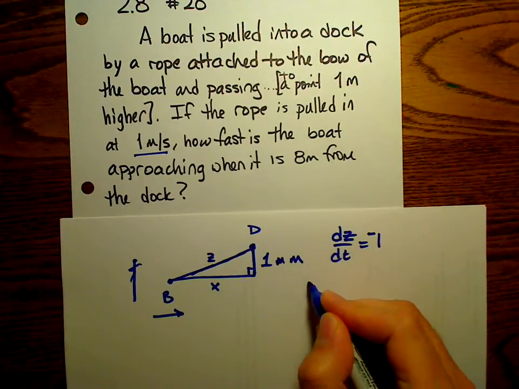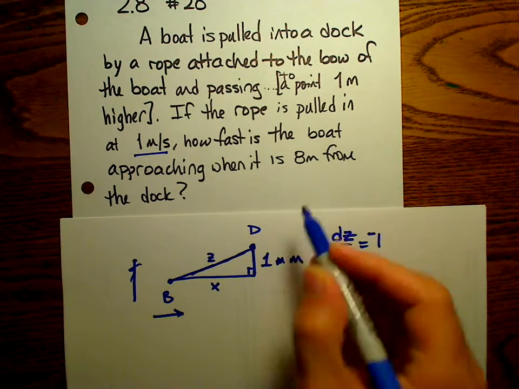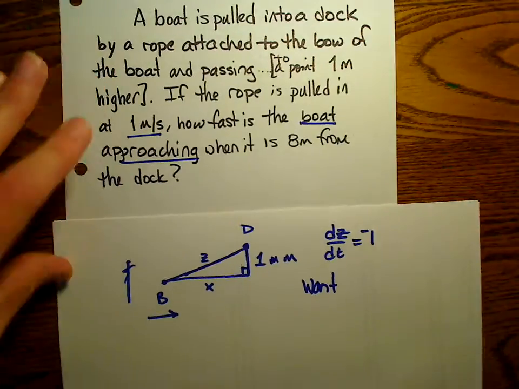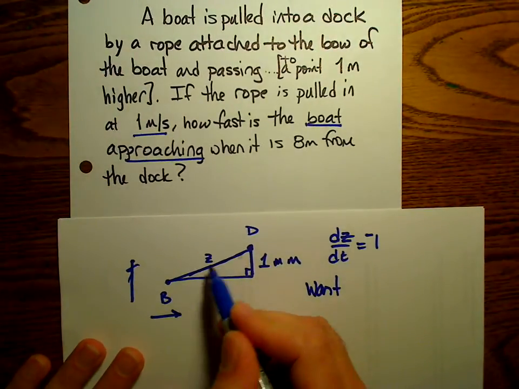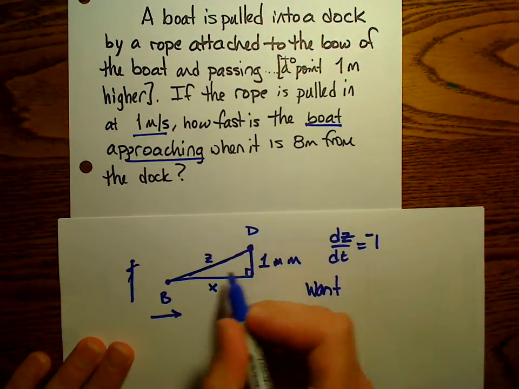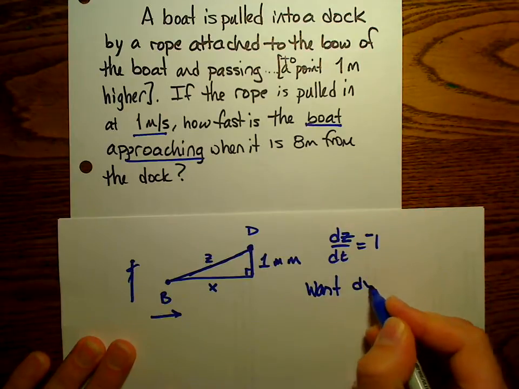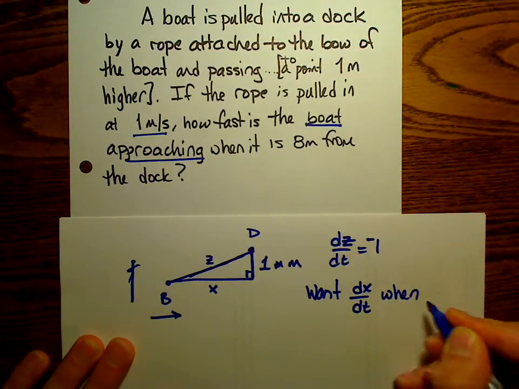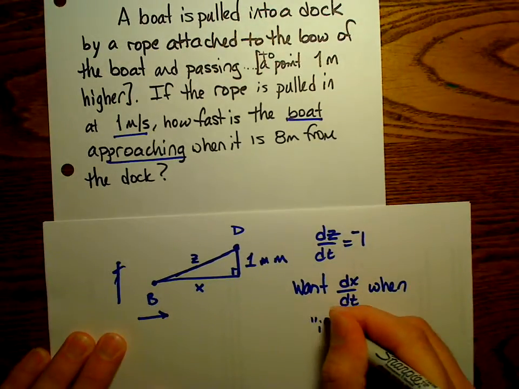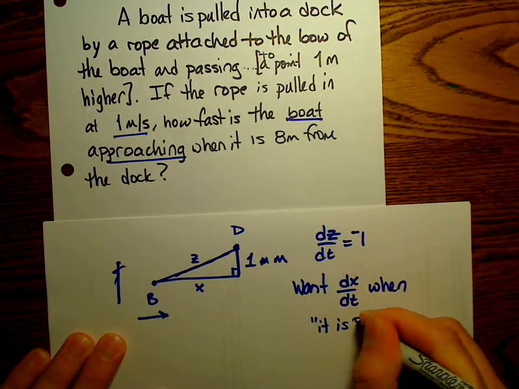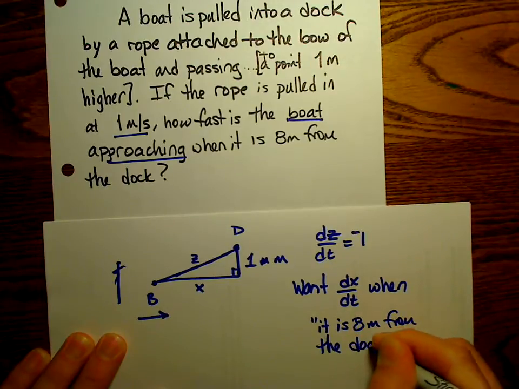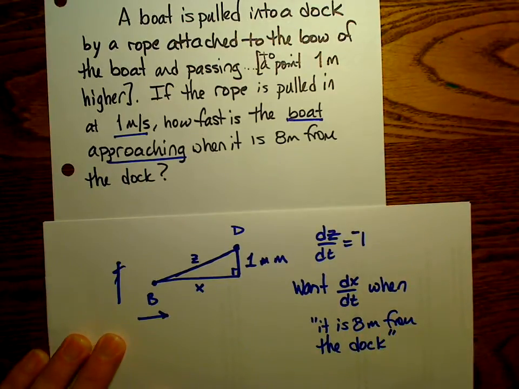Right. They want how fast is the boat approaching when it is 8 meters from the dock. Again, I don't think they mean the boat approaching along the z-axis, along the z line here. We want dx/dt. And then they have the same issue as the other problem, when it is 8 meters from the dock. Now, it's not the ambiguity that makes these two problems similar.